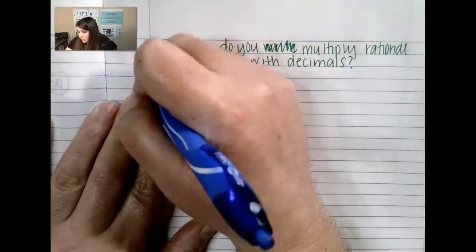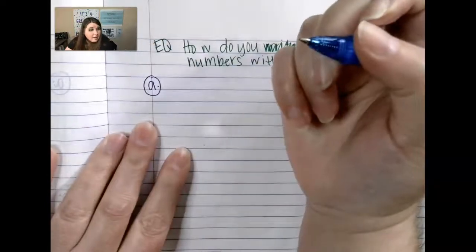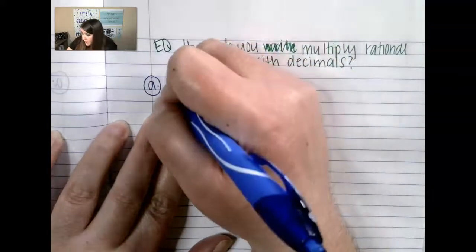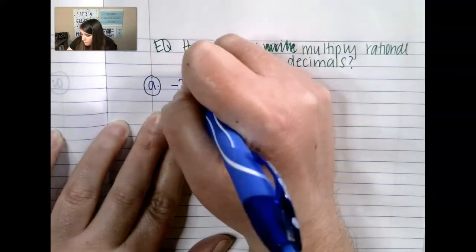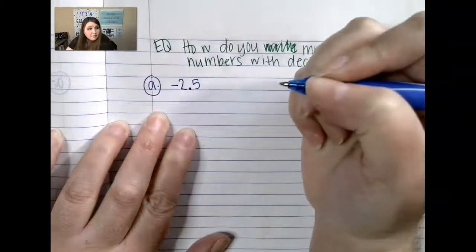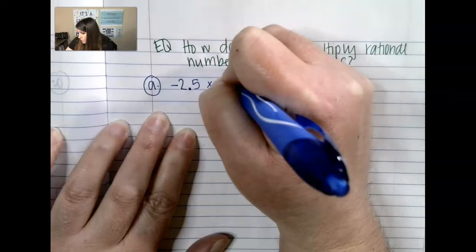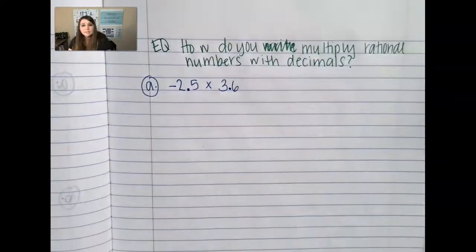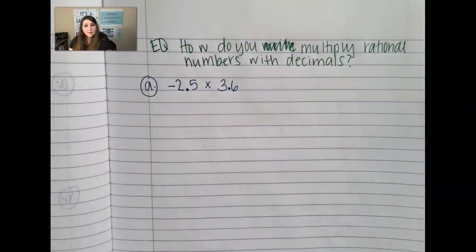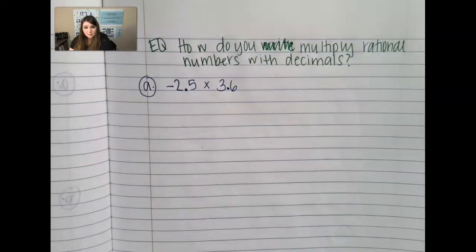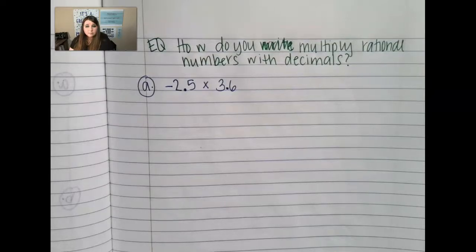So our first example that we're going to look at is a problem that looks like this one. I have negative 2.5, or 2 5/10, times 3.6, or 3 6/10. So there's two ways that I can solve this problem. My first way is by converting it into a fraction. That's going to be our very first way.